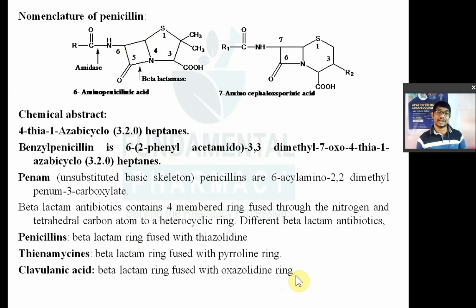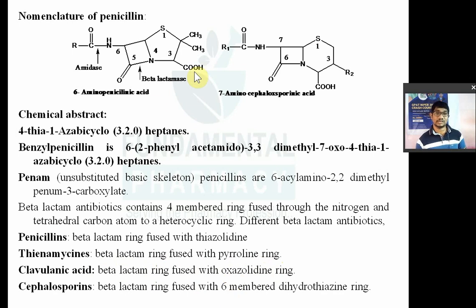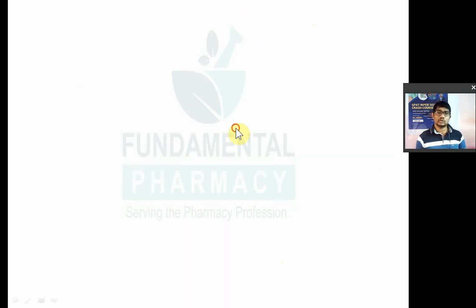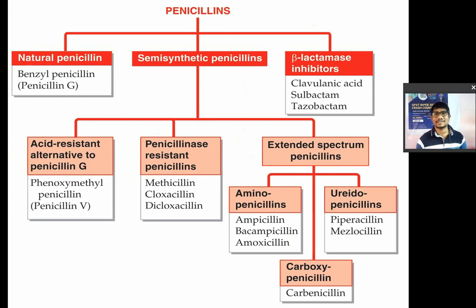The beta lactamase inhibitors are clavulanic acid, sulbactam, tazobactam. In those, the beta lactam ring is fused with the oxazolidine ring. In penicillin, the beta lactam ring is fused with the thiazolidine ring. In thienamycin, it is fused with the pyrroline ring, right? In the cephalosporins, the beta lactam ring is fused with the 6-membered dihydrothiazine ring. You should know the different classifications of penicillins.